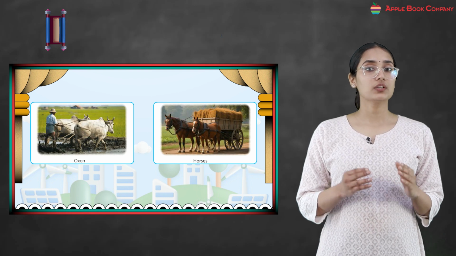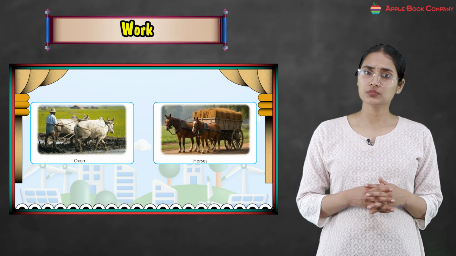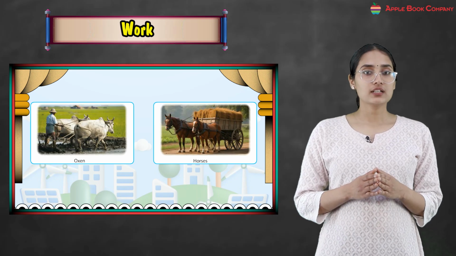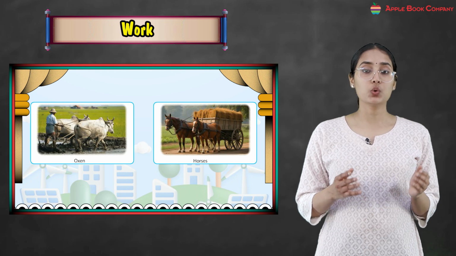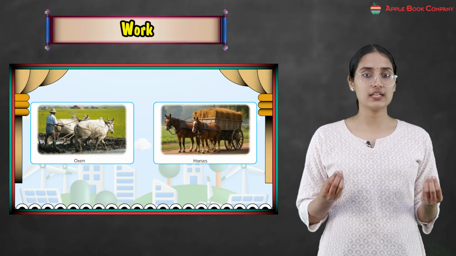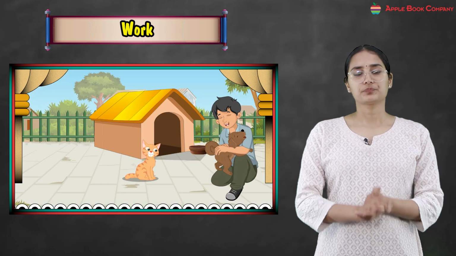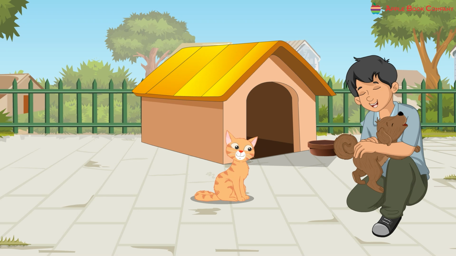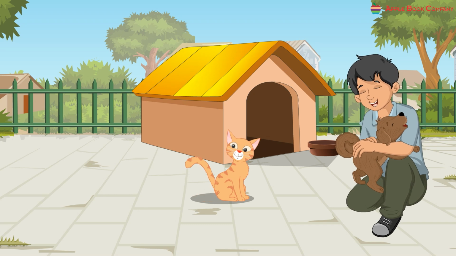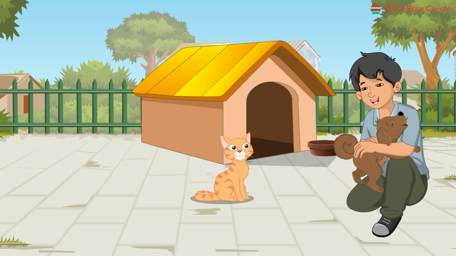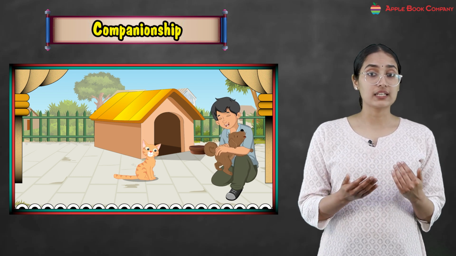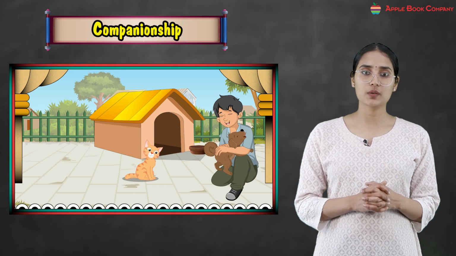Now we also get work from animals. How? Animals like horses and oxen help us with farming and transportation, right? These are the animals that help us to do our work with so much ease, right? They decrease our effort, and they also provide us with companionship, right? So pets like dogs and cats provide us with companionship and joy, right? They always stay with us. They take care of us and they are a good company to us.